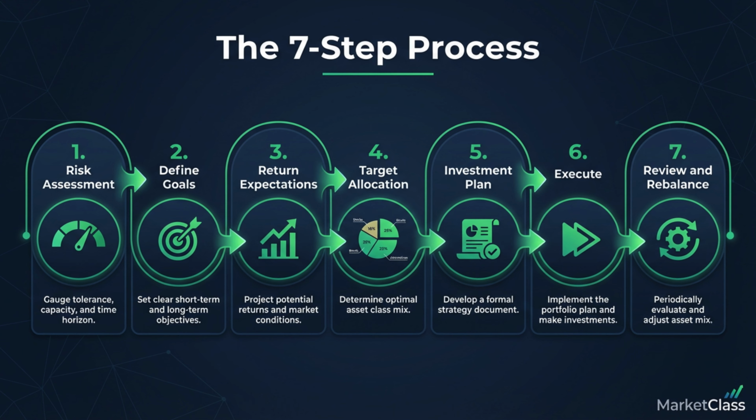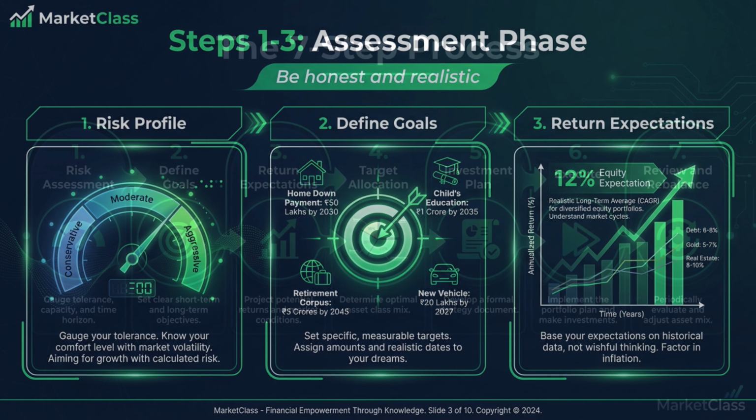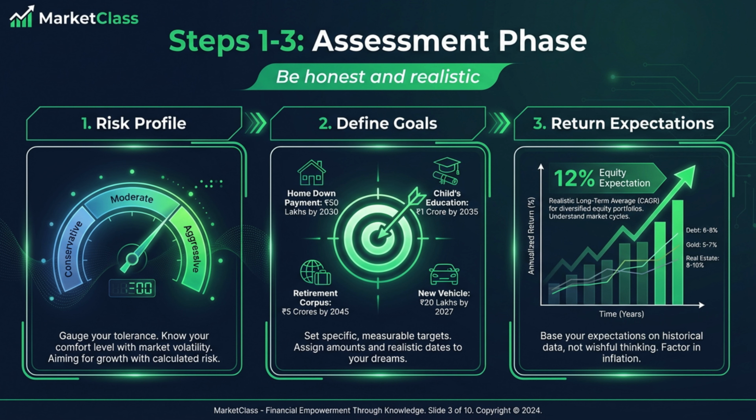Step 5. Create a detailed investment plan, which includes specific investments in each category. Step 6. Execute. Actually make the investments. Step 7. Review and rebalance periodically, at least once a year. This isn't complicated, but it requires discipline. Let's dive deeper into steps 1 to 3.